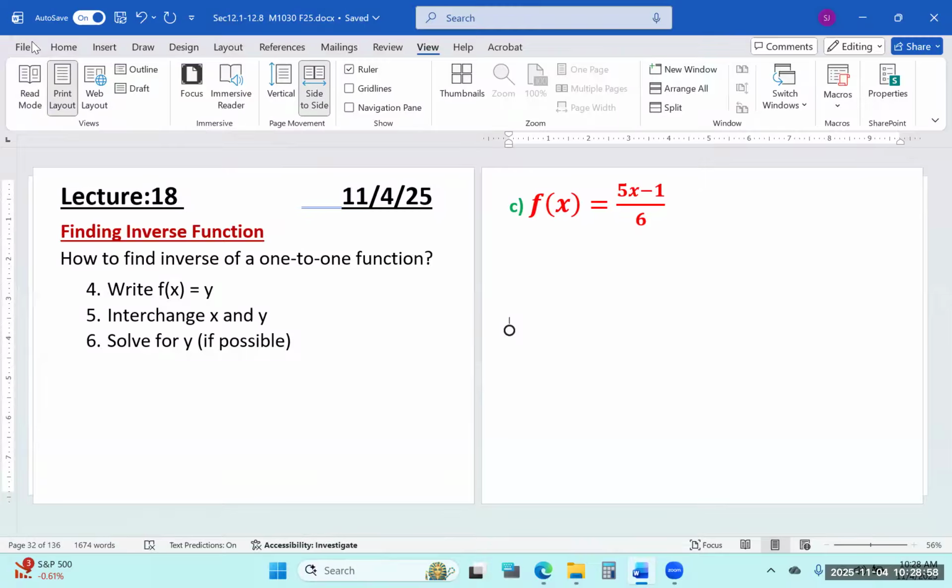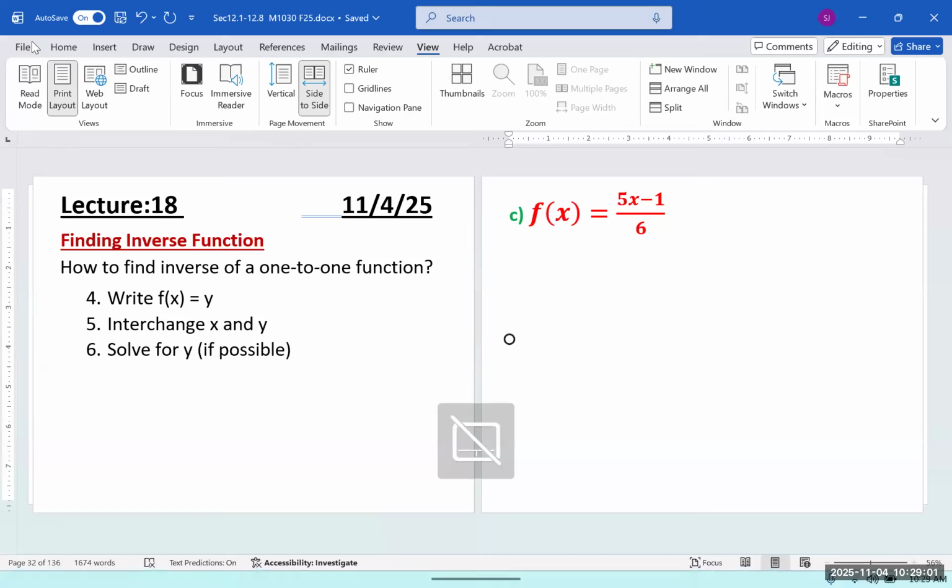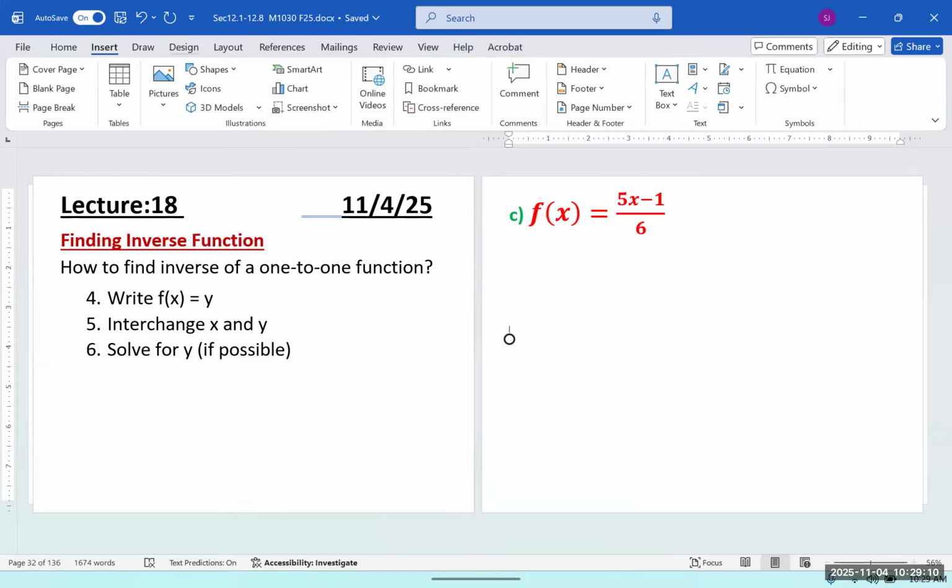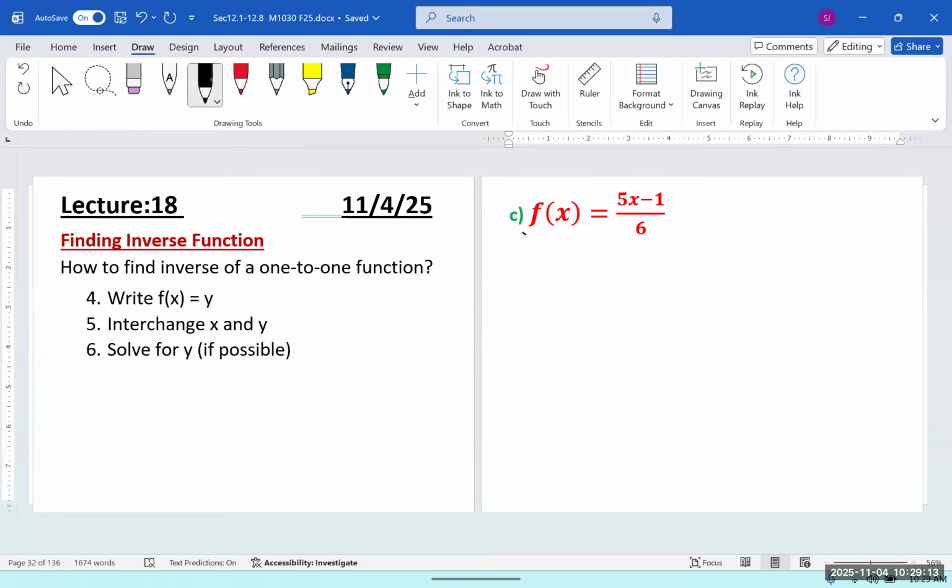So in the first example, on the right side, we have f of x equals 5x minus 1 divided by 6. Do we see y here? No. So we are going to rewrite this f of x with y, and we get y equals 5x minus 1 divided by 6. So we did step 1. Then what is our next step? Basically, we are going to swap them.